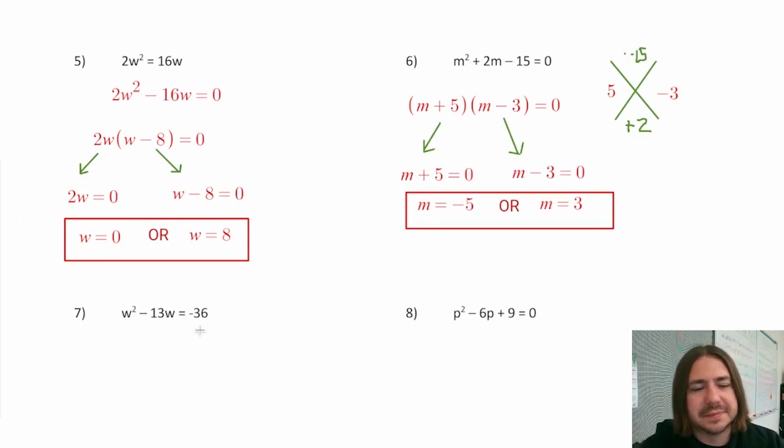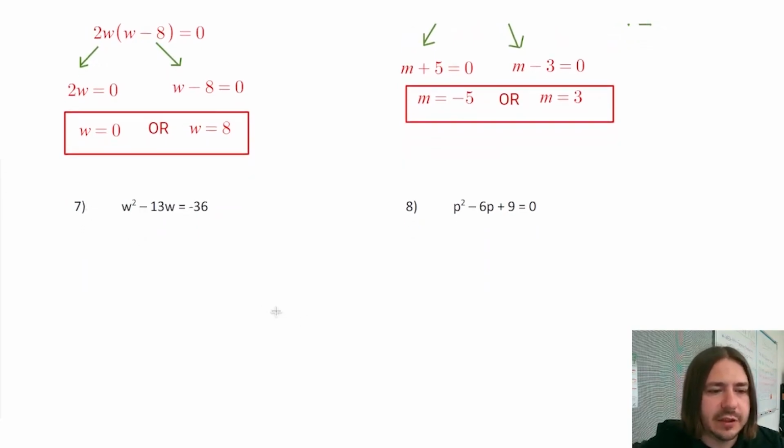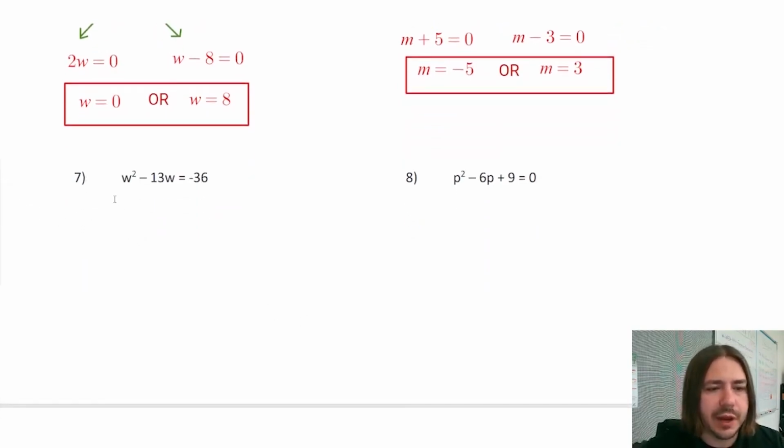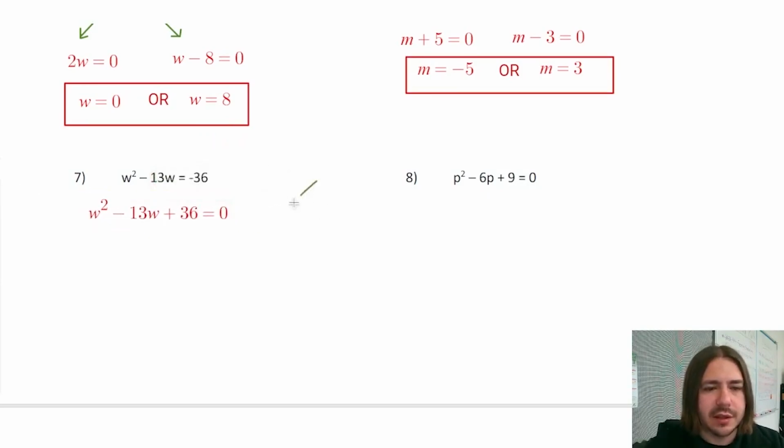There's number 6. Number 7, we see we have another one that's not equal to 0, so we need to rewrite that so that we can actually solve this one out. I'm going to add 36 to both sides. Here's another problem where the leading coefficient is 1, so we can take our shortcut. We need two numbers that multiply to give me 36, and add up to negative 13.